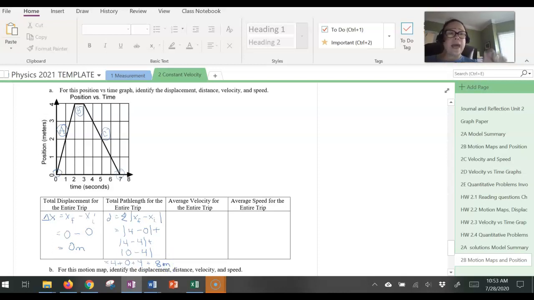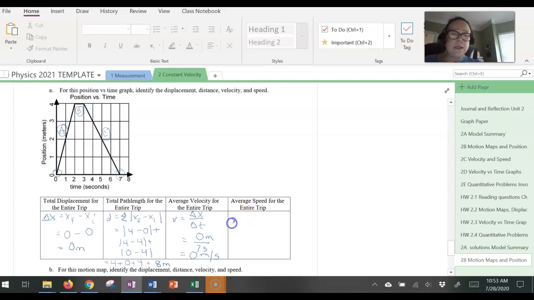Okay, now that I know how far this object went, both in the sense of displacement, which is how far it moved from where it started, and in terms of the path length, I can find both the velocity and the speed. The average velocity for the whole trip is the total displacement divided by the total time. Well, we calculated the displacement. It was 0 meters because this object ends up where it started. But it moved for 7 seconds. But anyway, 0 divided by 7 is still 0. So the average velocity here for the whole trip was 0 meters per second.